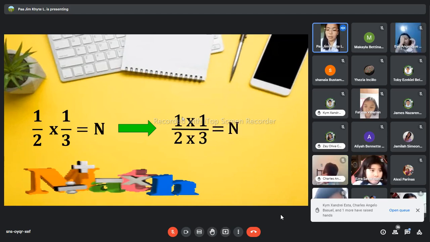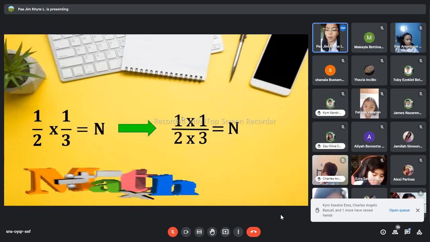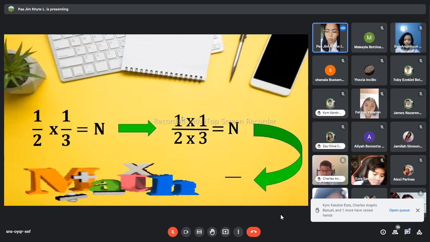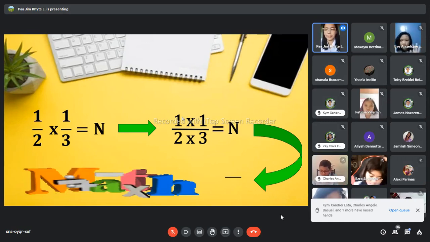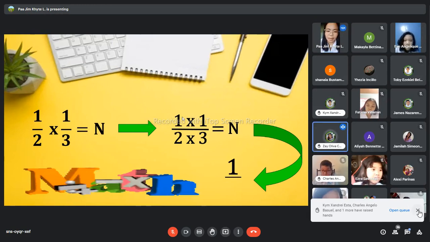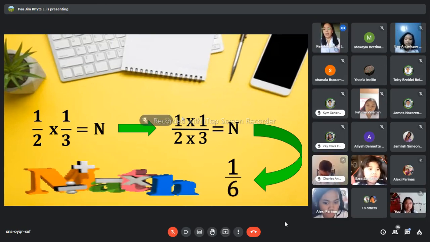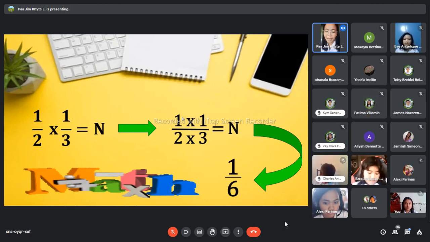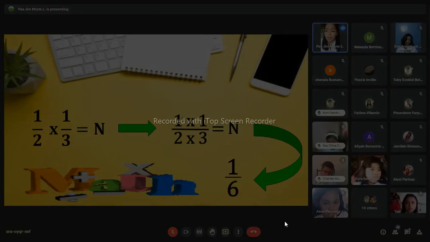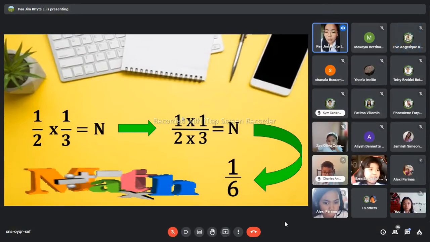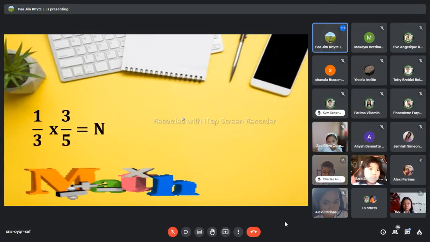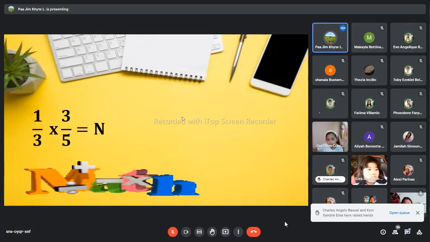As you can see, the numerators and the denominators are now combined. And 1 times 1 is equals to, anyone? 1. And 2 times 3 is equals to 6, ma'am. Very good. So if we multiply 1/2 to 1/3, it is equals to 1/6. Let's take a look at the next example. Kindly read the next equation.